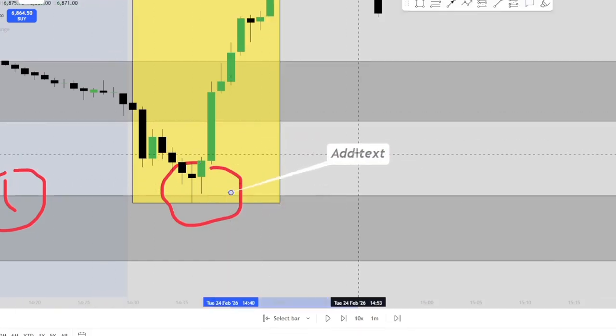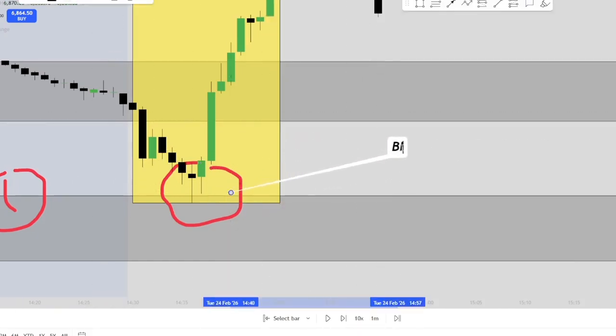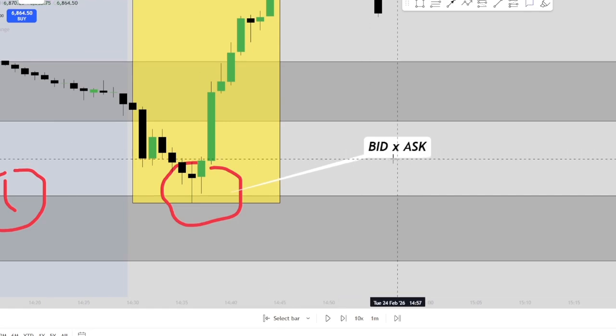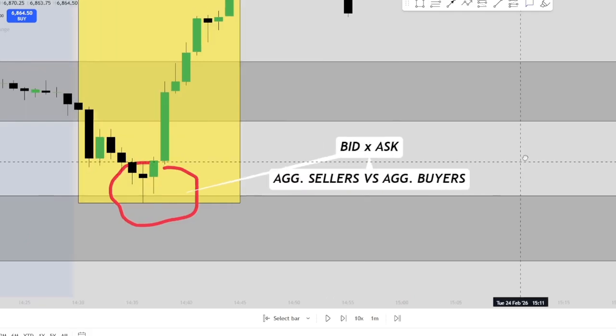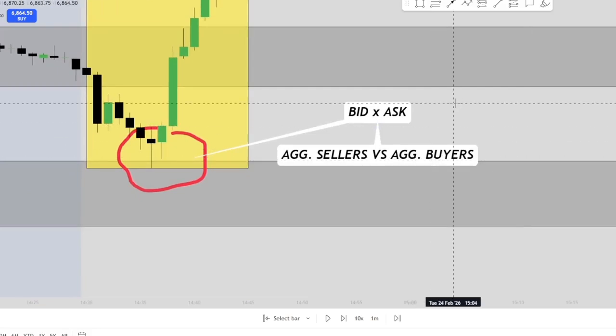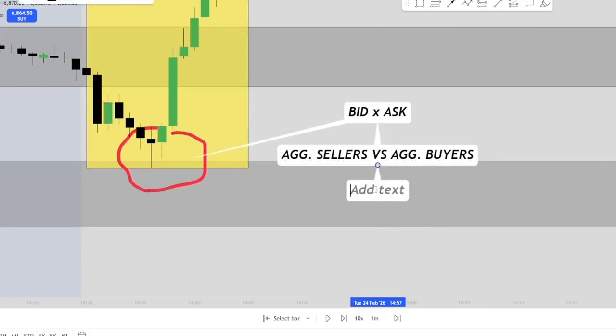Now, when it comes to understanding footprint charts, we have the bid and we have the ask. These are the only two numbers you need to understand. When we look here specifically, the bid is actually aggressive sellers, versus aggressive buyers. This is what you're looking at with footprint charts. The footprint charts will give you something called the delta. The delta is just the right number minus the left number.